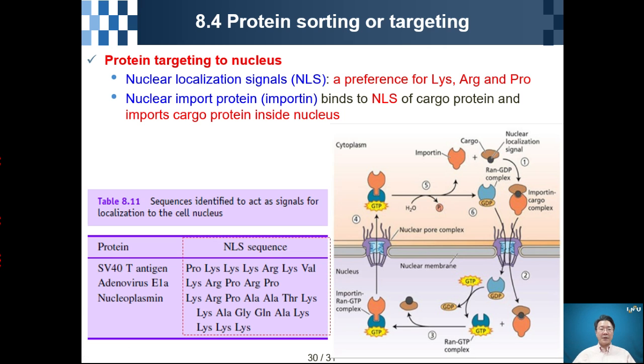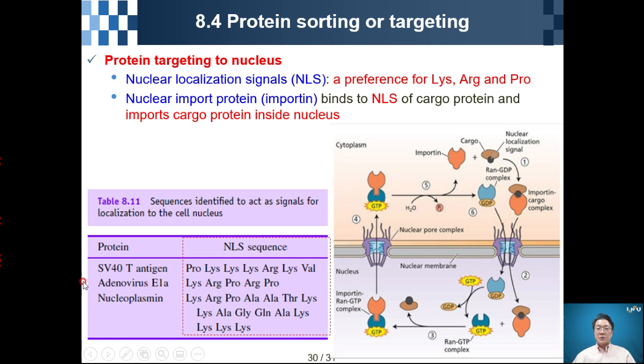Okay, so this is Table 8.11, which summarizes sequences identified to act as signals for localization to the cell nucleus. For example, some protein has the NLS sequence proline, lysine, lysine, lysine, arginine, lysine, valine. Another protein has the NLS sequence lysine, arginine, proline, arginine, proline. If a protein has this kind of NLS sequence, that protein is definitely transported inside the nucleus.